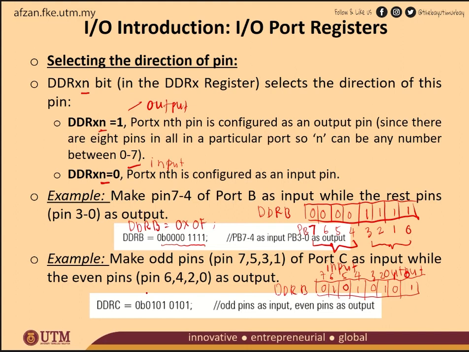See here, bit 7, 6, 5, 4, 3, 2, 1, and 0. So that's why I prefer to use a binary representation rather than hexadecimal or decimal number, because we can see which bit we are going to select as input or as output.